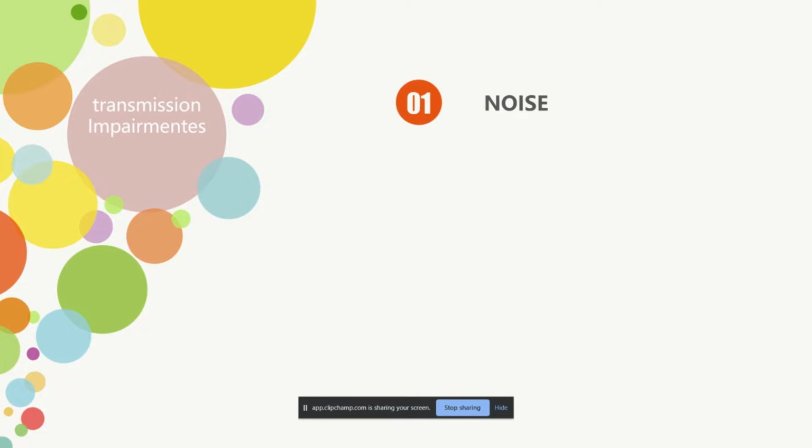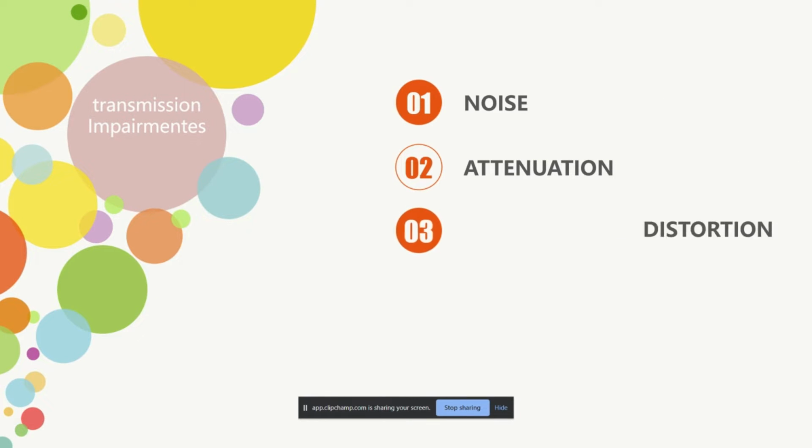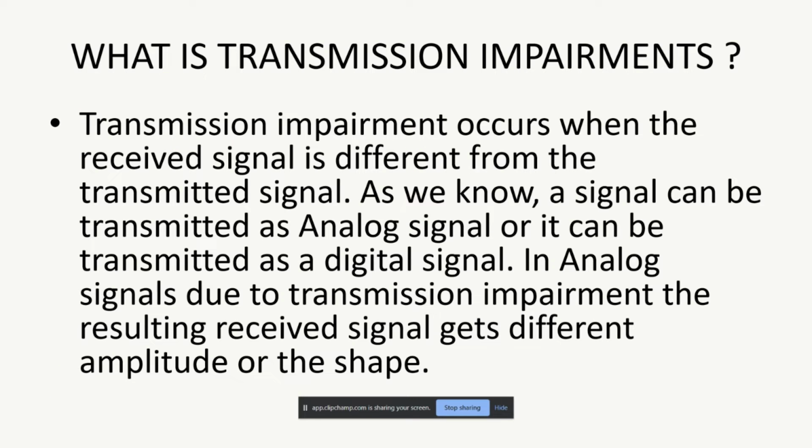So the transmission impairments consist of three parameters. First one is noise, second one is attenuation, and third one is distortion. But what is transmission impairment? Transmission impairment occurs when the received signal is different from the transmitted signal. As we know, a signal can be transmitted as an analog signal or as a digital signal. In an analog signal, due to transmission impairment, the resulting received signal gets a different amplitude or shape. In layman's language, we can say that the signal that we have sent and the signal that we have received may differ in shape or size due to noise, attenuation, or distortion.